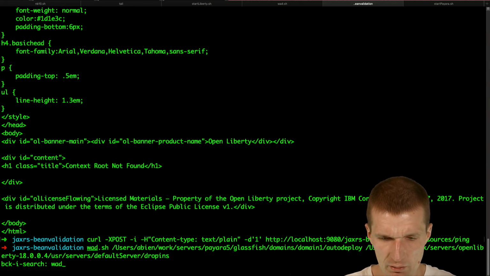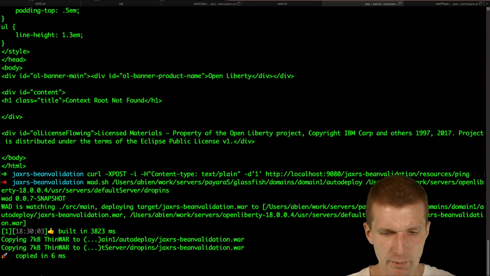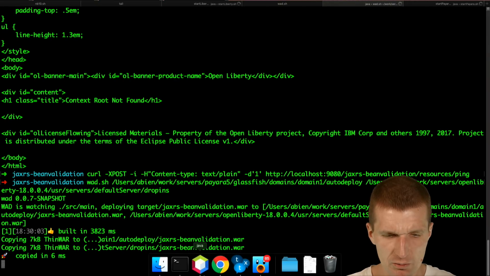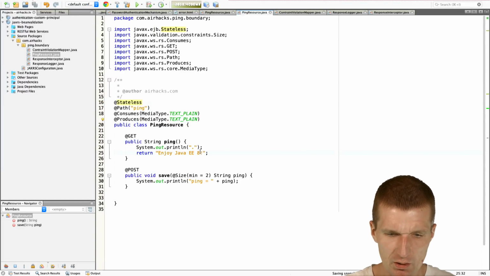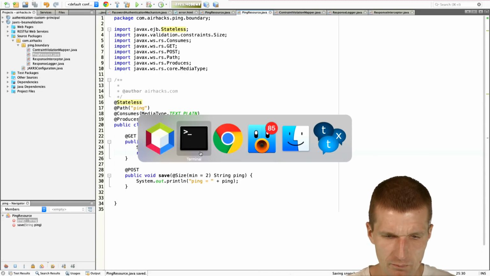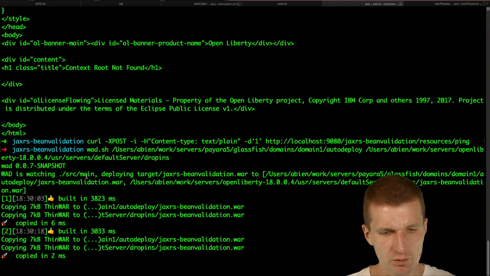So now we can start here just for fun. So now 7 kilobyte deployed, JAX-RS, BeanValidation. And now on every change in the IDE, so if I change here something, let's say Jakarta, then what should kick in? Yeah, and deployed. So this is the WAR.